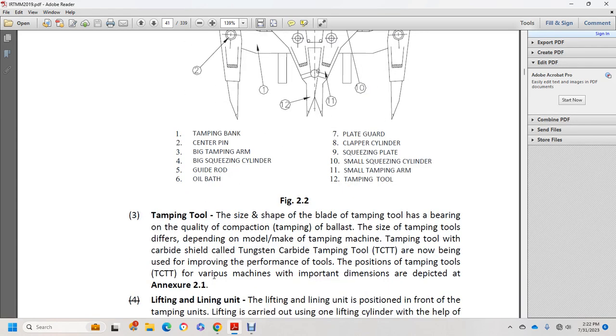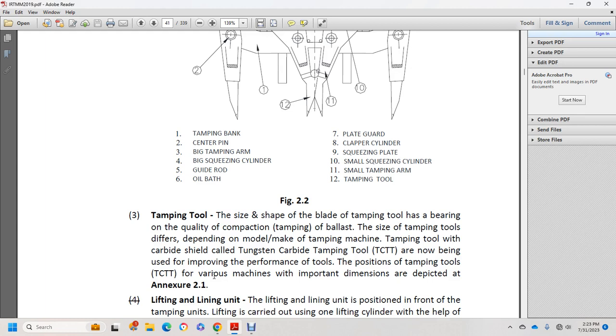The tamping tool: the size and shape of the blade have a bearing on the quality of compaction of the ballast. The tamping tool differs depending on the model and make of the tamping machine. Tamping tools with a carbide shield, called tungsten carbide tamping tools, are known to improve performance. The position of the tamping tool varies with the various machines.